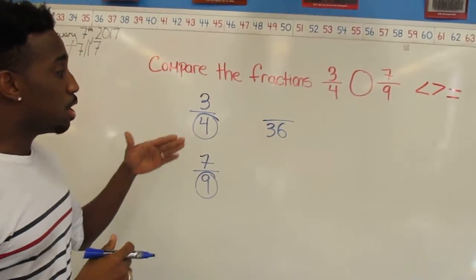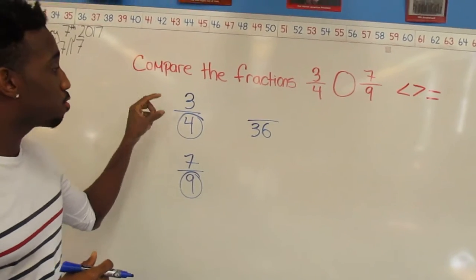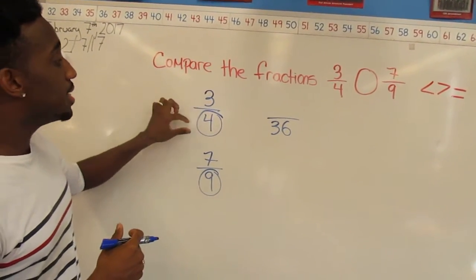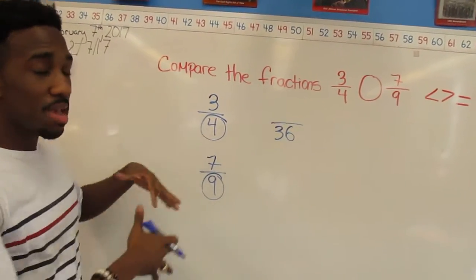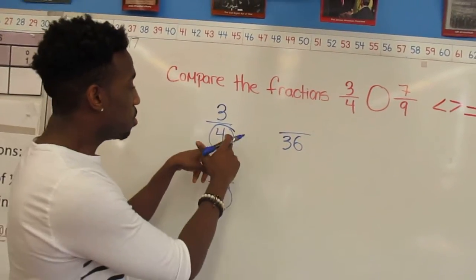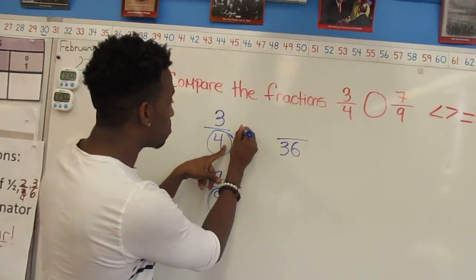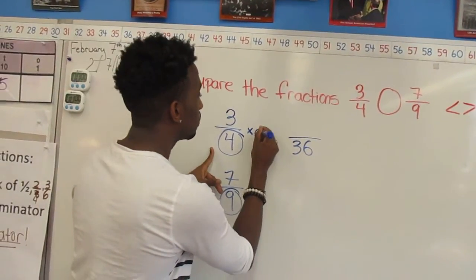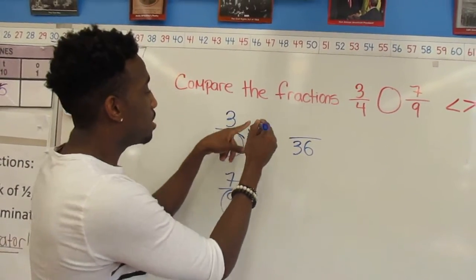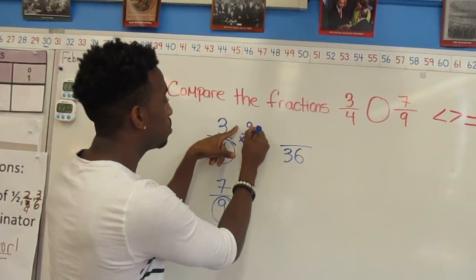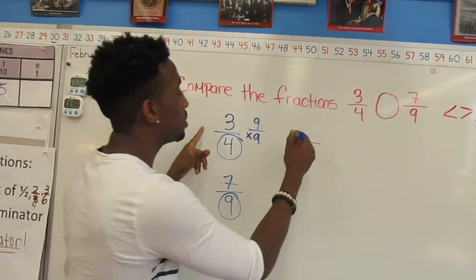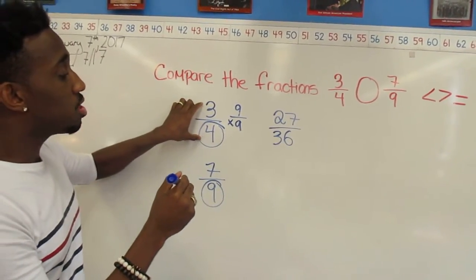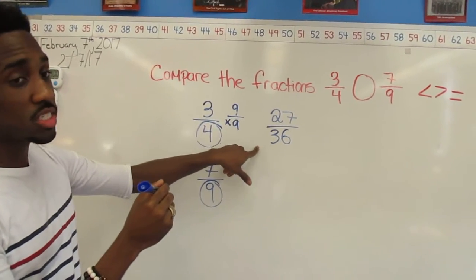Great. Now, in order for me to find an equivalent fraction of 3/4, I need to multiply my numerator, the top number, and denominator, the bottom number, by the same exact number. So I know that 4 times something gives me 36. 4 times 9 gives me 36. And I'm going to multiply the numerator, or the top number, by 9 also. And 9 times 3 gives me 27. So I know that 3/4 is also equivalent to 27 over 36.